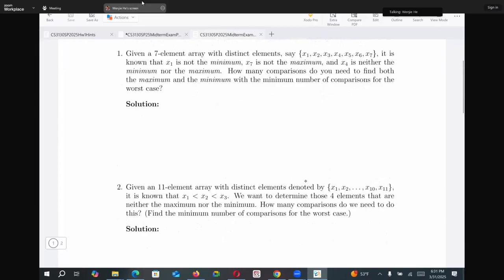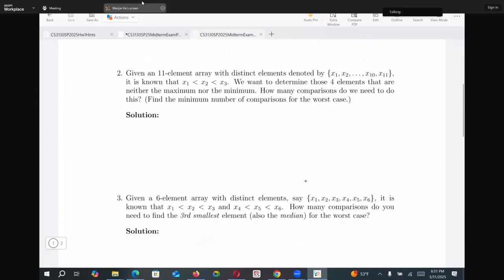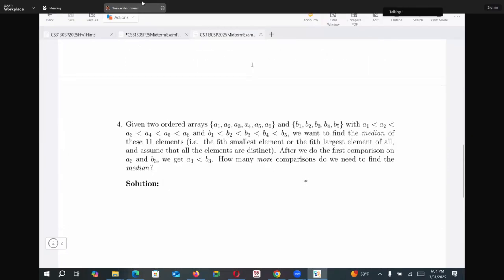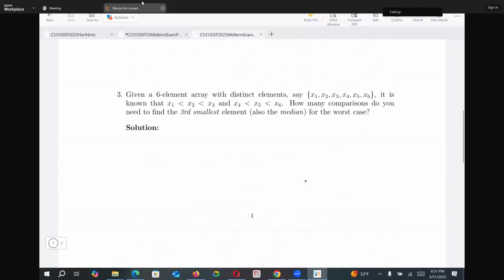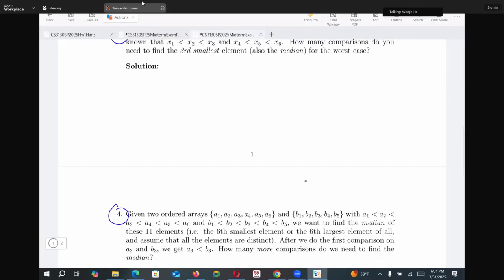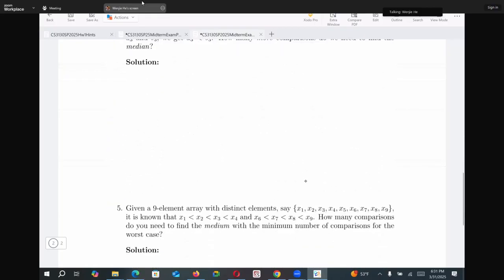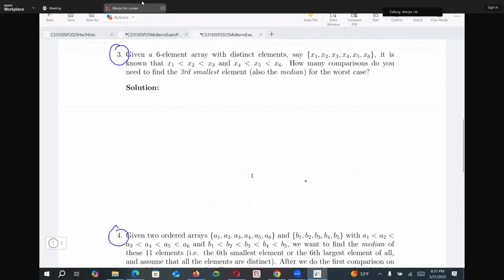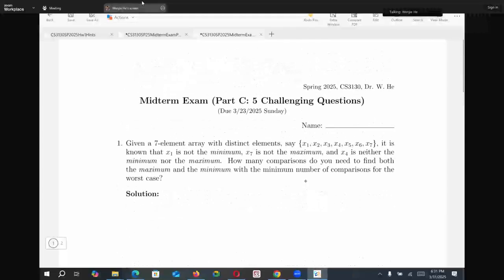Part C. Number 3 and number 4 are closely related.